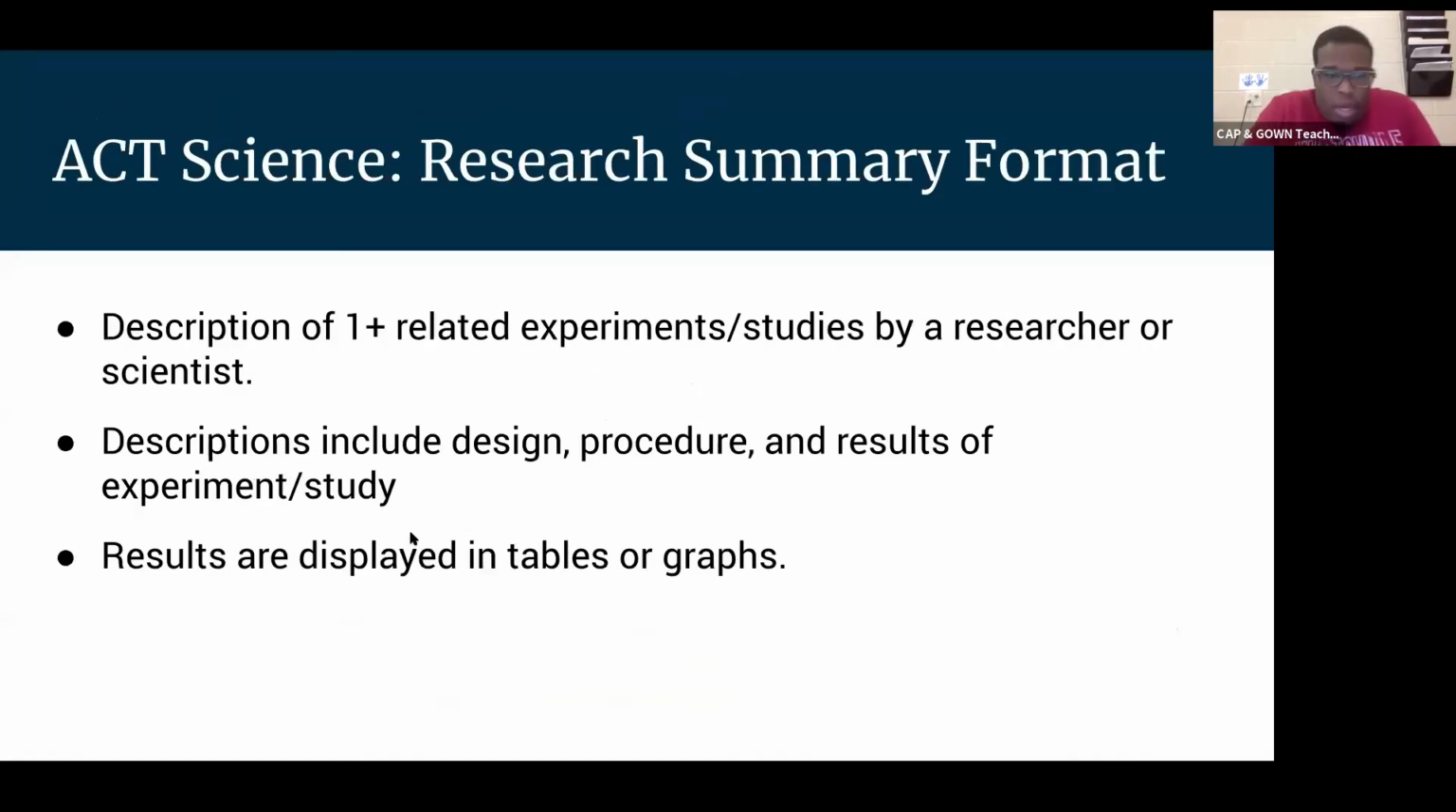So here's the format. Here's what it looks like. You're going to get a description of one or more related experiments and studies by a researcher or scientist. The descriptions are going to include the design, the procedure, and the results of an experiment or study, okay? The results, though, are going to also be displayed in some table or graph. So the skills that you were using in the data section are the same thing you're going to use here in conjunction with your experimental design skills.